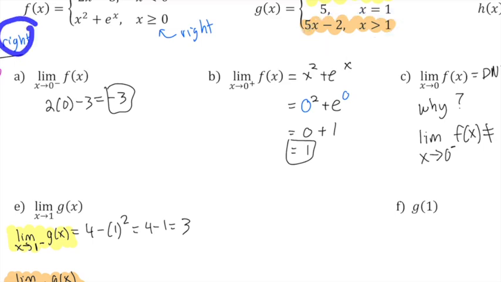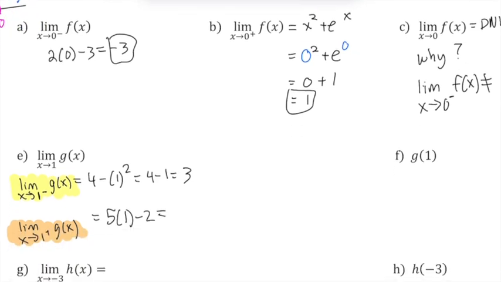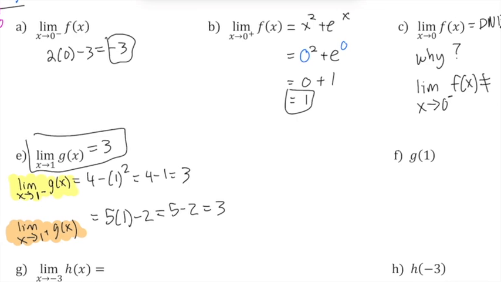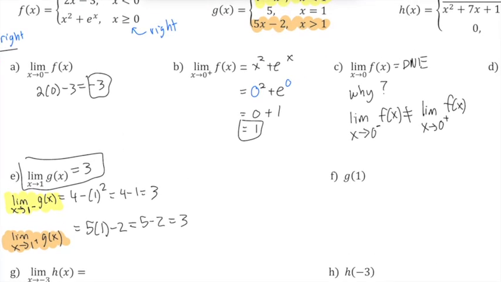Going to the right means you're going to be bigger than your value, in this case 1 right here, so we use this equation. In this case, we get 5 minus 2, which is 3. So we did a good job. This limit is 3 in total because the left-hand limit was 3 and the right-hand limit was 3. Then part F says, what is the actual value at 1? It is 5.